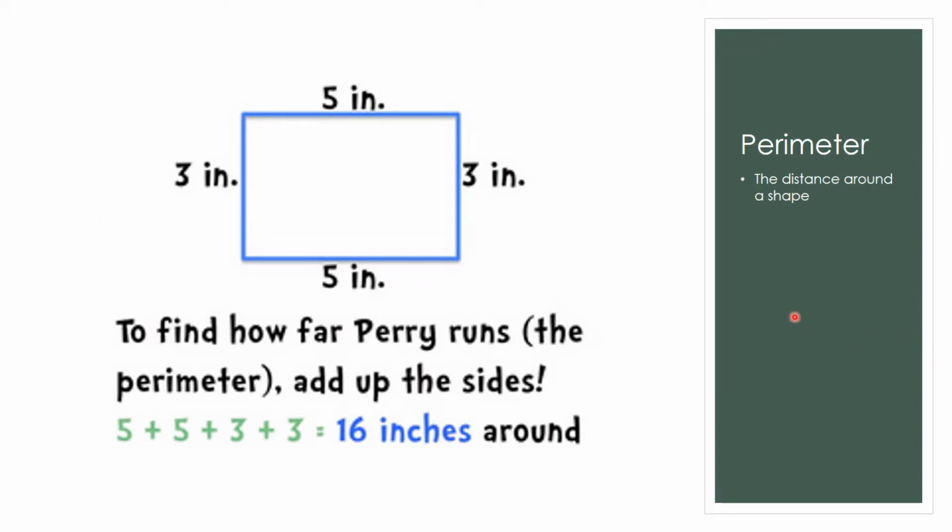The perimeter is the distance around the shape. So this is 5 inches, this is 3 inches, this is 5 inches, and this is 3 inches. So to find the perimeter, we just add 5, 3, 5, and 3. We just want to know what the distance is around this particular shape.